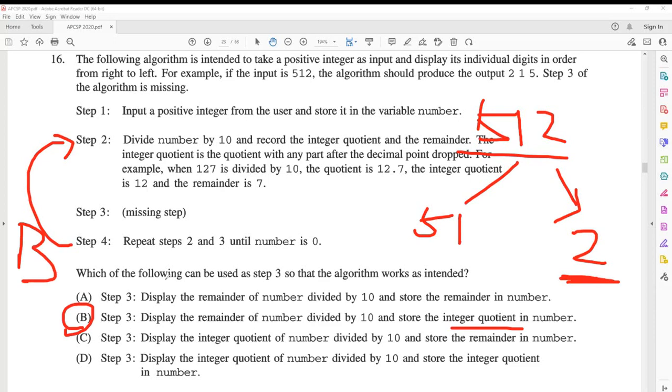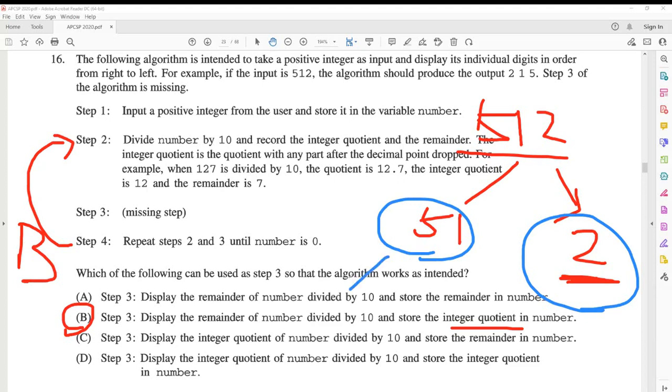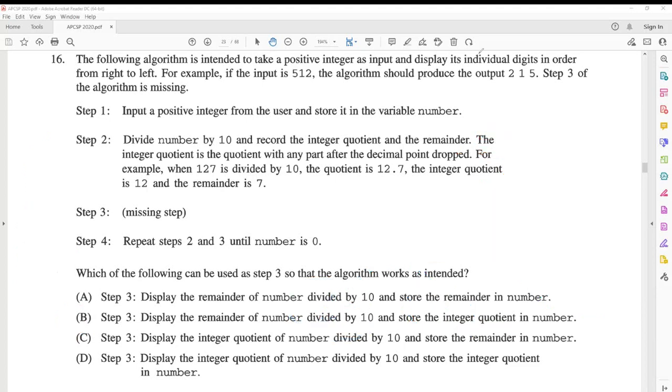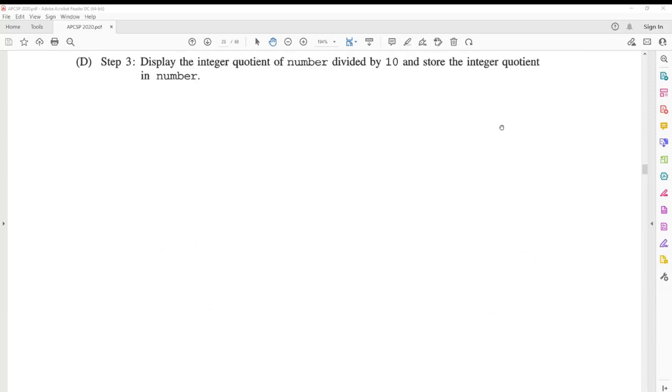Number 16 is B. You should actually display your remainder and then store your quotient into the number. So each time you separate into quotient and remainder, and you print this one and then you get this. In that way you will reverse the integer. Is that okay so far? Any question? Okay, no question. I'm going on to the next problem.